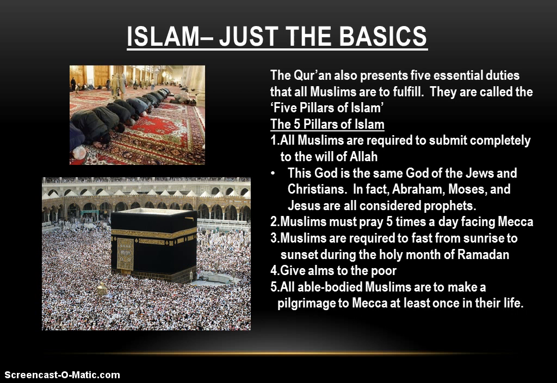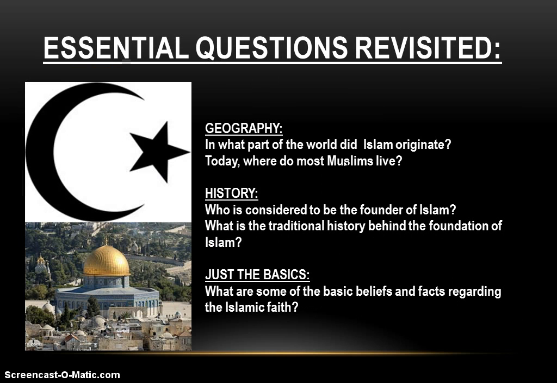These are what are called the 5 pillars of Islam, really the basis of their religious belief. The first states that all Muslims are required to submit completely to the will of Allah, hence the whole submit thing we mentioned earlier. Muslims are to pray 5 times a day, facing the holy city of Mecca. Third pillar is that Muslims are to fast from sunrise to sunset during the holy month of Ramadan. The fourth pillar refers to giving alms, helping the poor. And finally, the 5th mentions that all able-bodied Muslims should make the pilgrimage to Mecca at least once in their lives.